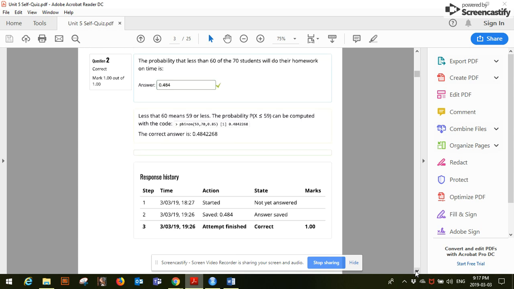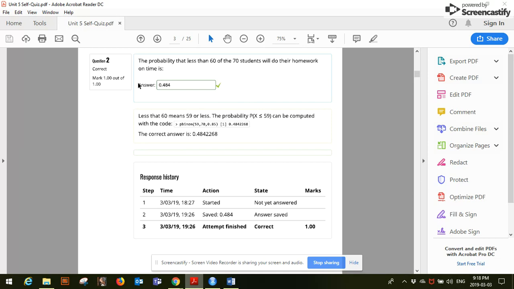The second question, what is the probability that less than 60 of the 70 students will do the homework on time? So in order to answer this question, we need to first of all ask ourselves, what probability distribution are we referring to in this question? We know we have a probability of success that was given to us. So the first thing that should come to mind should be something like binomial. And we also need to think about what this represents. So here we're asking the probability that less than 60 out of 70 students will do the homework.